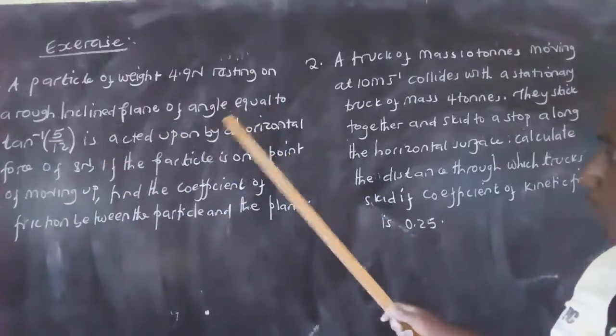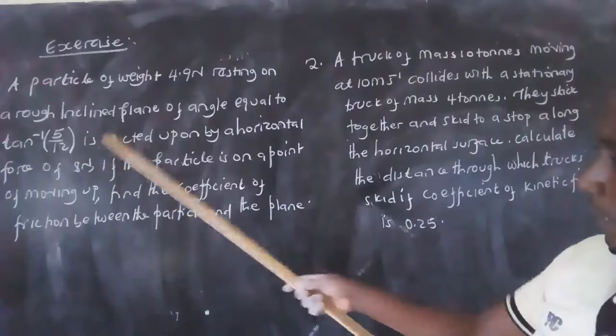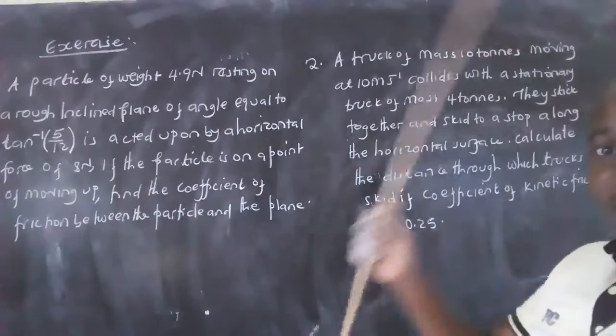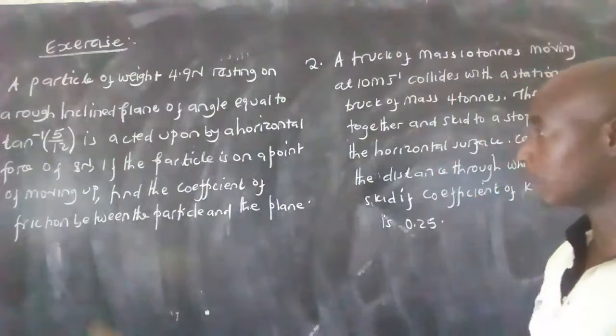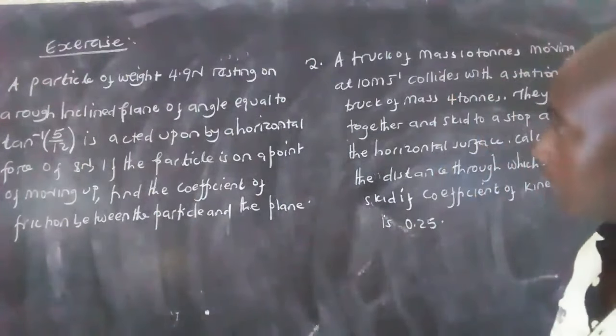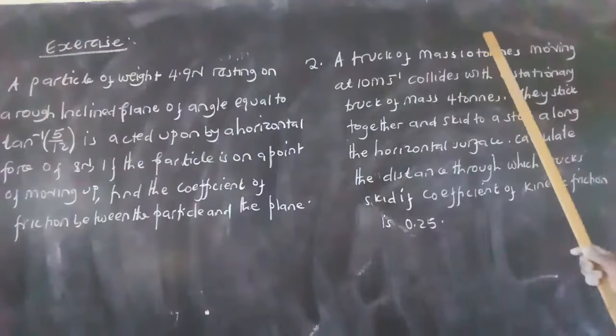Now it is at a point of moving up, so meaning that this horizontal force is acting upward. So if it acts upward, there are forces which are in the opposite direction. So you have to get the resultant force, and after that you can be able to get acceleration, I think, and etc.